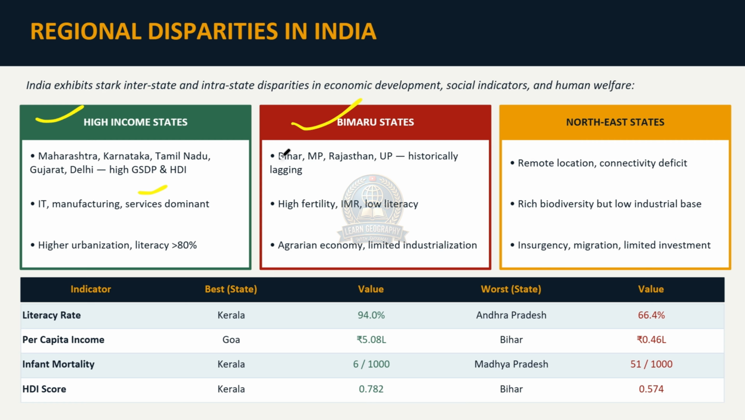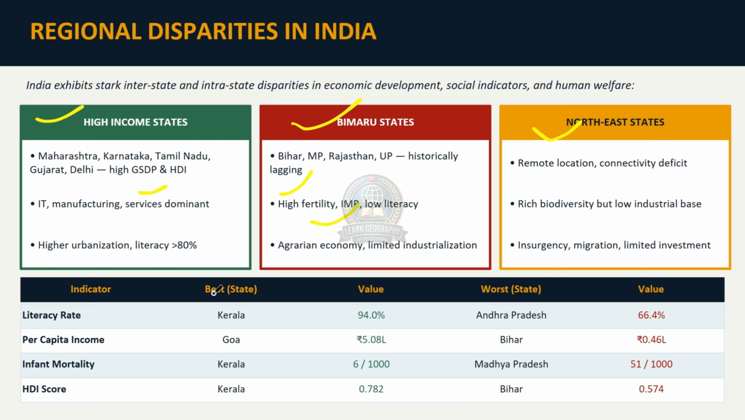BIMARU states: Bihar, Madhya Pradesh, Rajasthan and UP. BIMARU, historically lagging. BI for Bihar, MA for Madhya Pradesh, R for Rajasthan, and U for UP. High fatality, infant mortality rate, and lower literacy rate. Agrarian economy and limited industrialization. Similarly, northeast states: remote location, connectivity deficit, rich biodiversity but low industrial base, insurgency, migration, and limited investment.